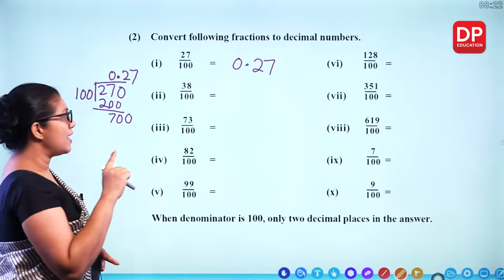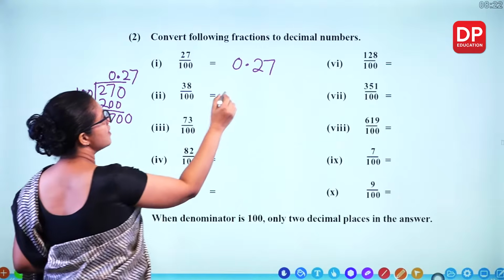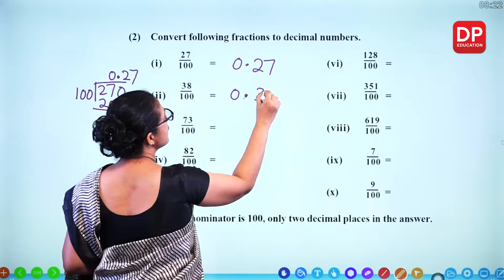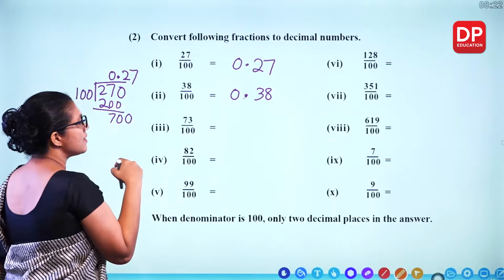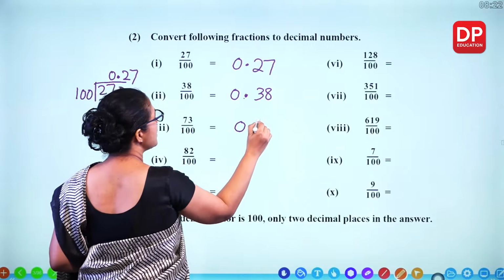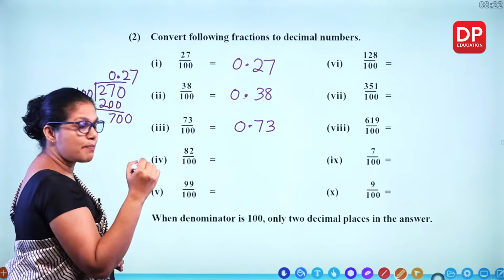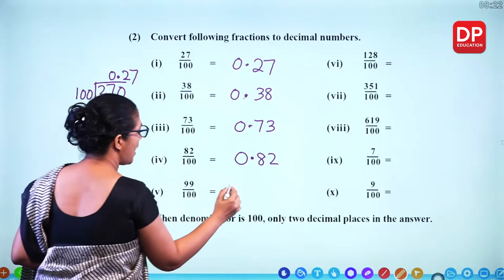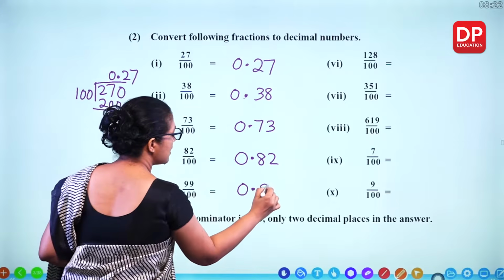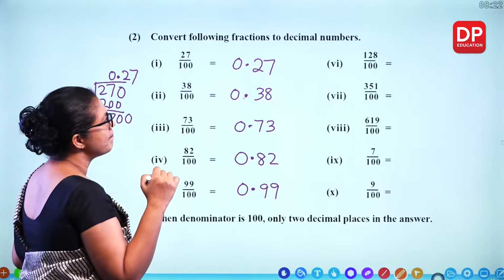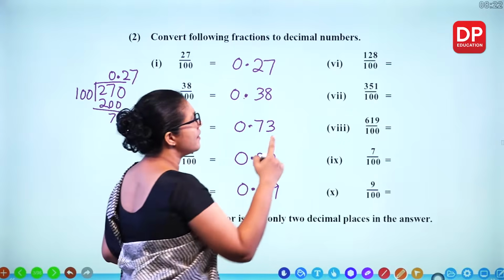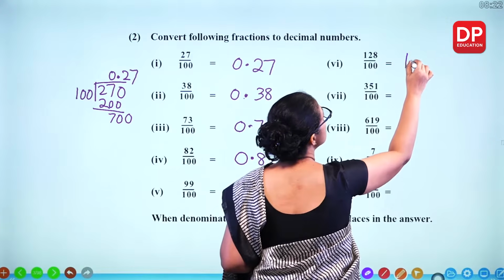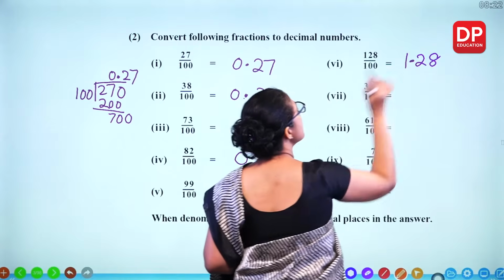So like that we can divide. 38 divided by 100, 0.38. 73 divided by 100, 0.73. 82 divided by 100, 0.82. 99 divided by 100, 0.99. 128 over 100. There's 1 there. For 200, so that's 2. For 800, that's 8.